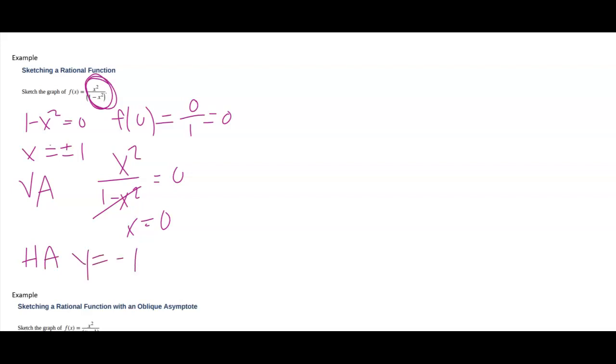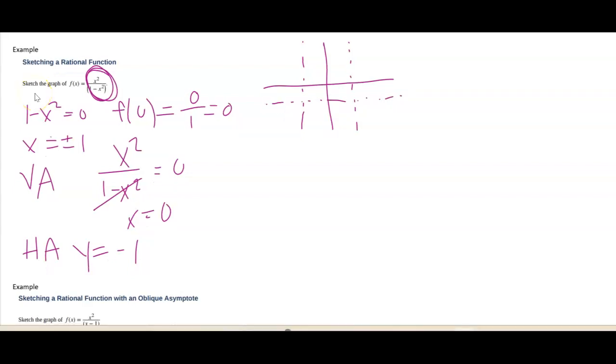All right, let's put some of that together here on the graph. So vertical asymptotes at negative 1 and positive 1, and a horizontal asymptote at y equals negative 1. All right, so now we have to find increasing, decreasing intervals by taking the derivative, find some maximums and minimums, and just find some values that are going to be of interest for us.